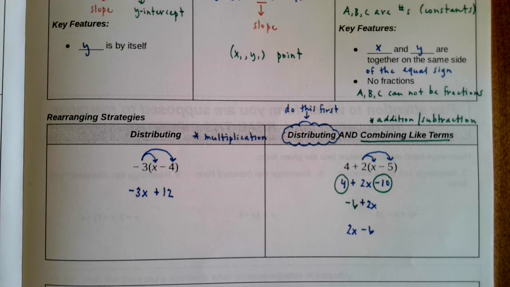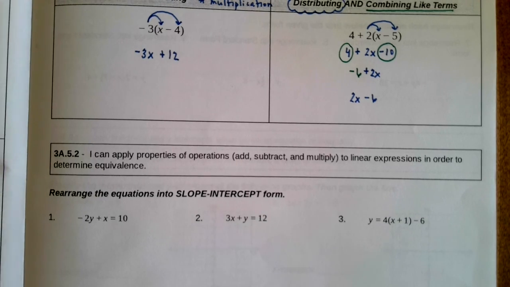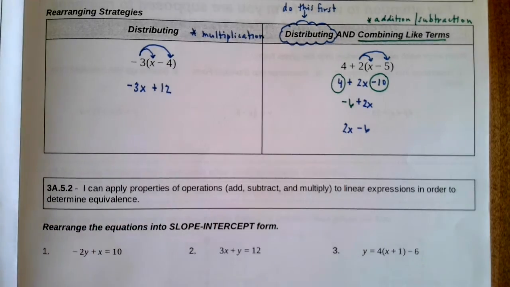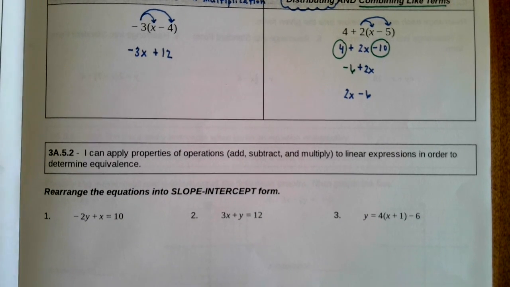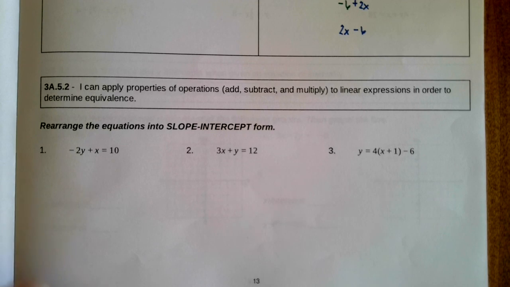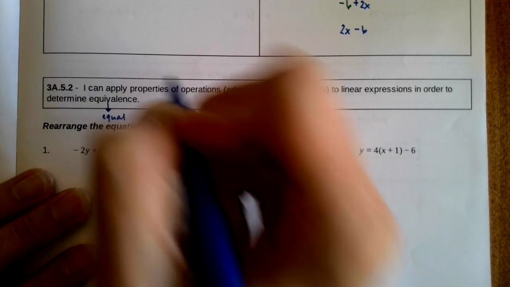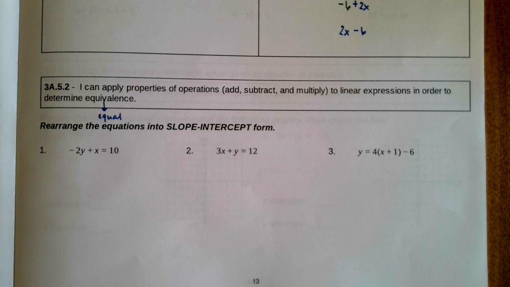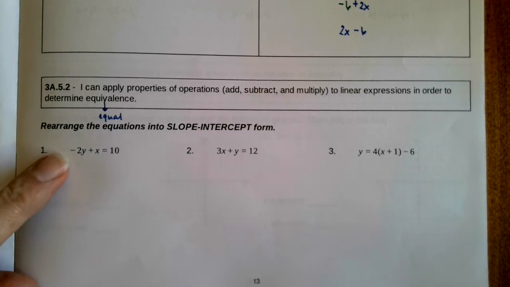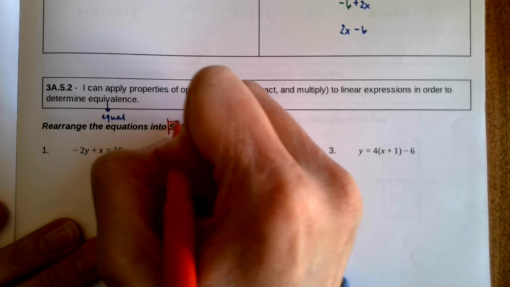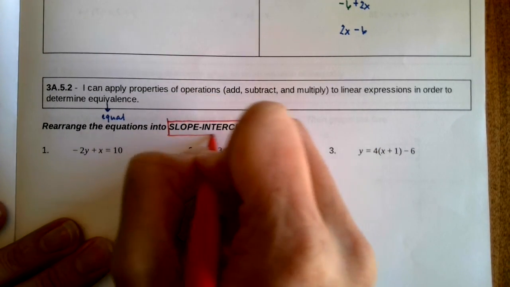So let's see how knowing that is going to help us rearrange these equations. Our target here is applying properties of these operations, just what we did up here, to linear expressions in order to determine equivalence. Remember, if things are equivalent, it means they're equal. So I want to go from one form of a linear equation to another, but still keeping things equal. For these problems, it says rearrange the equations into slope-intercept form. So we're going to have to be really careful about reading the directions here.